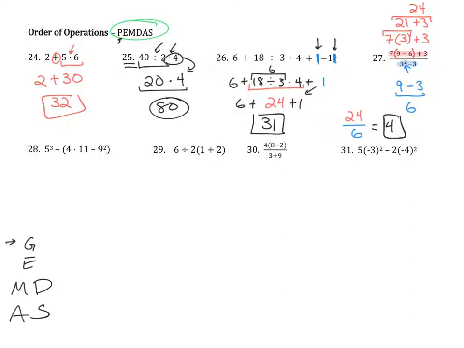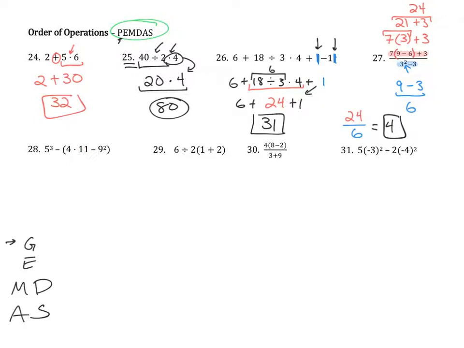Next example, number 28. With number 28 here, we have 5 to the third power minus a set of grouping symbols and all this stuff going on. Oh my goodness. We have to simplify everything in this set of grouping symbols very similarly to how we simplified everything in the top and the bottom separately for this fraction. So we're inside the grouping symbols. Do we have any other sets of grouping symbols inside of this?